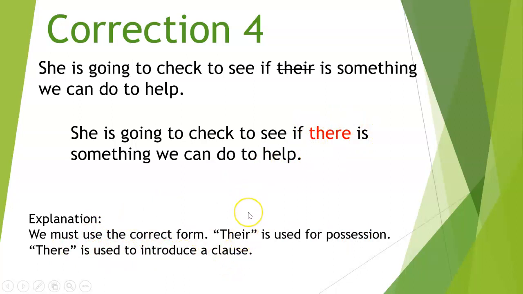So for example, if we said their house, their car, their homework, and so on, we can use this spelling. If there's a noun, if it's showing possession. If not, we're going to use this type right here.